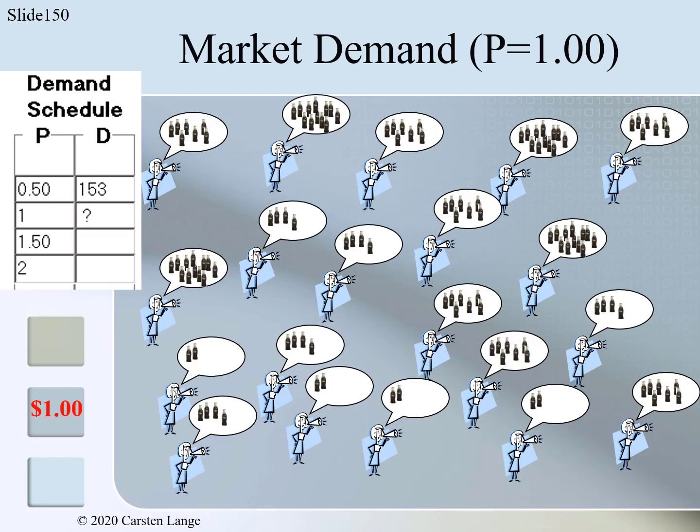Here you see the market demand for $1. So if the price is $1, what is the quantity demanded? Please count the bottles for all the customers and fill in the number in the demand schedule on your piece of paper, and then answer the following question.